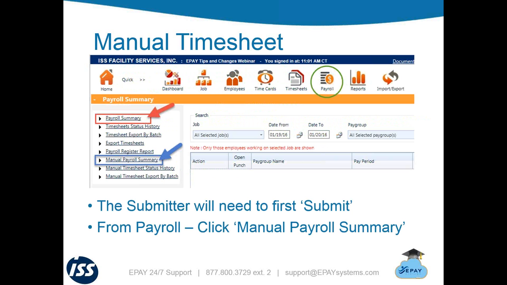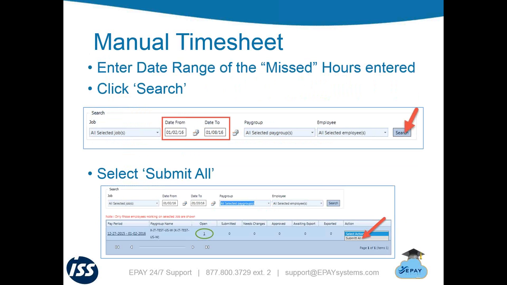So to do that, we're going to go back into Blueforce. We're going to go into the payroll module, and we're going to go into what's called the manual payroll summary, and that's what's highlighted there in blue. The very top one is for our regular timesheets. The bottom is for our manual timesheets, and let's list it as manual. Now we're going to go in there. Once we go into the manual payroll summary, we're going to put in our search dates for the dates that we entered time for.